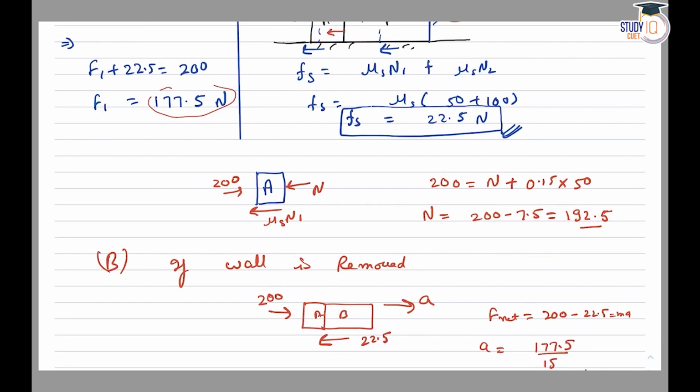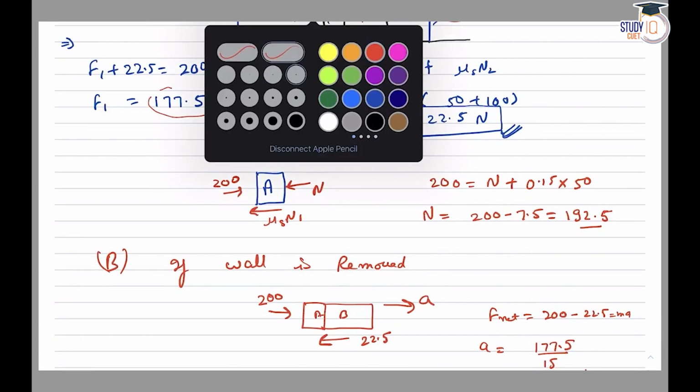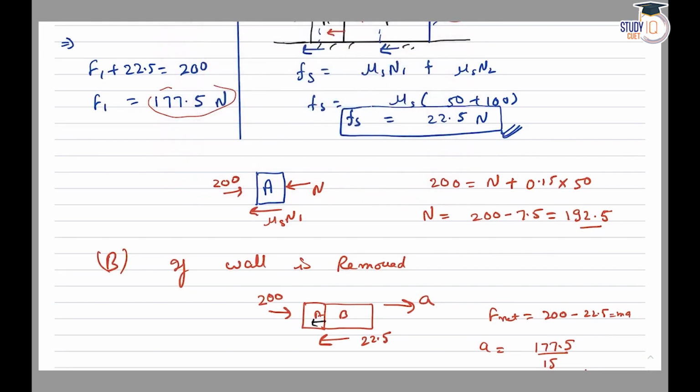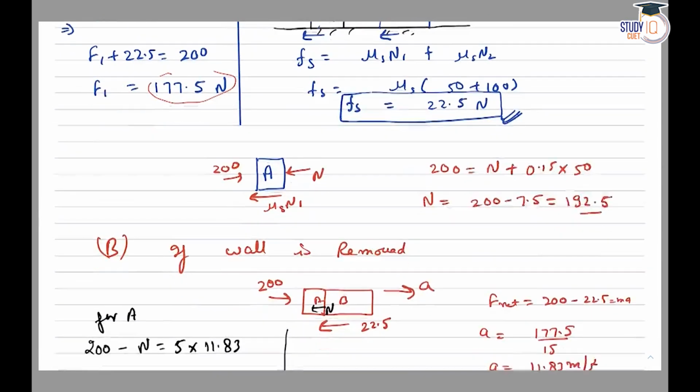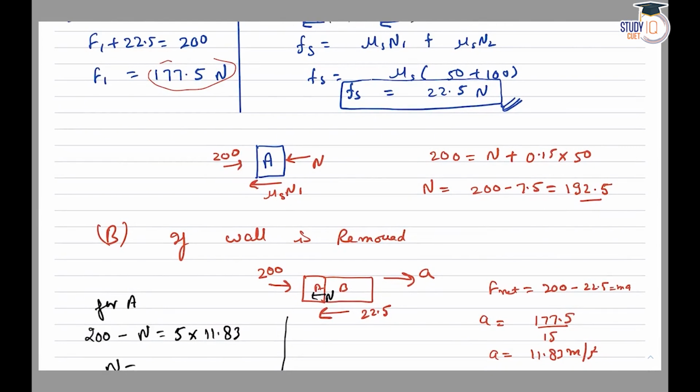Now once you get the acceleration, you can find the new normal between A and B. Let's say this new normal is N. In order to find the value of N, we can use the equation for A: 200 minus the normal is equal to the mass of A, that is 5 kg, into the acceleration of A, which comes out to be 11.83. From this we can say that the normal comes out to be 133.35 Newton.